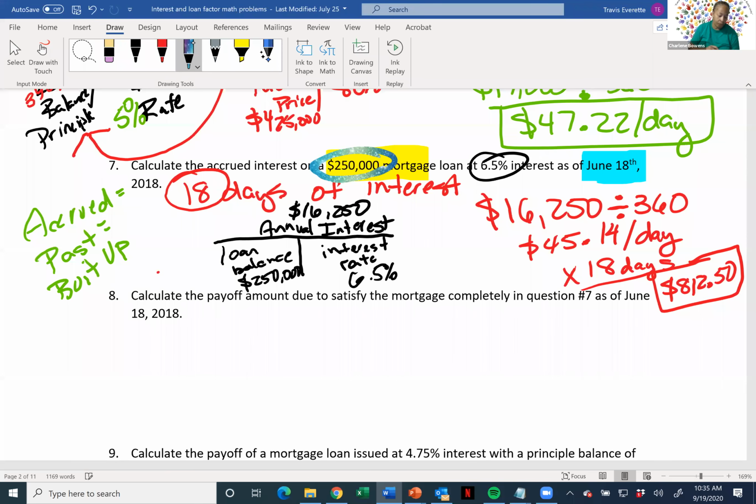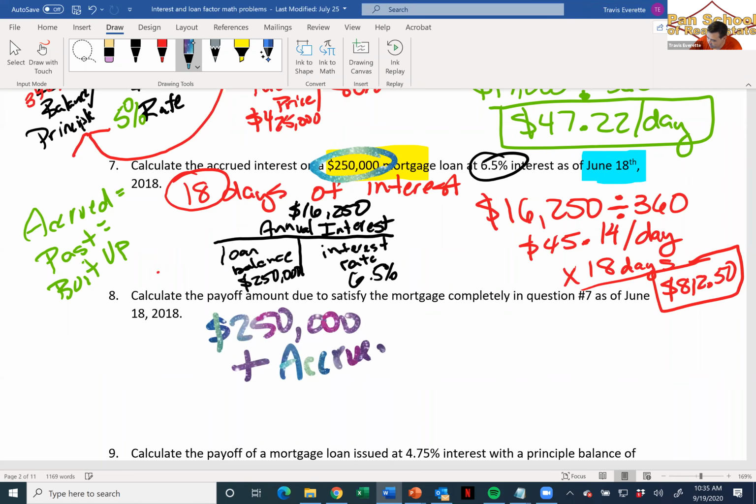Yeah. $250,000. But if I'm paying it off, isn't it going to be more? $250,000 plus the accrued interest. Because if I'm paying it off as of June 18th, I owe those 18 days' worth of interest. See, that balance was as of June 1. What have we done every single day since then? Every day, we add interest. Add another $45.14. Does everybody follow me on that?